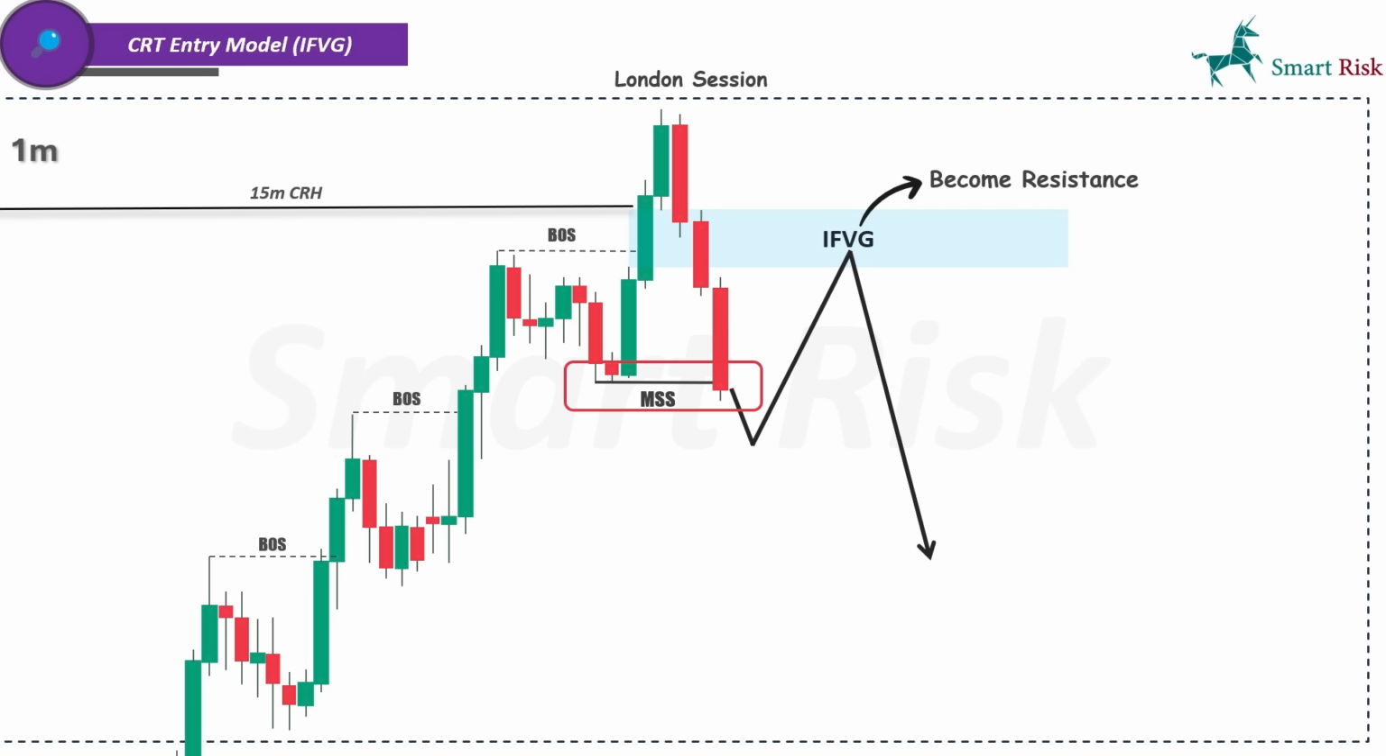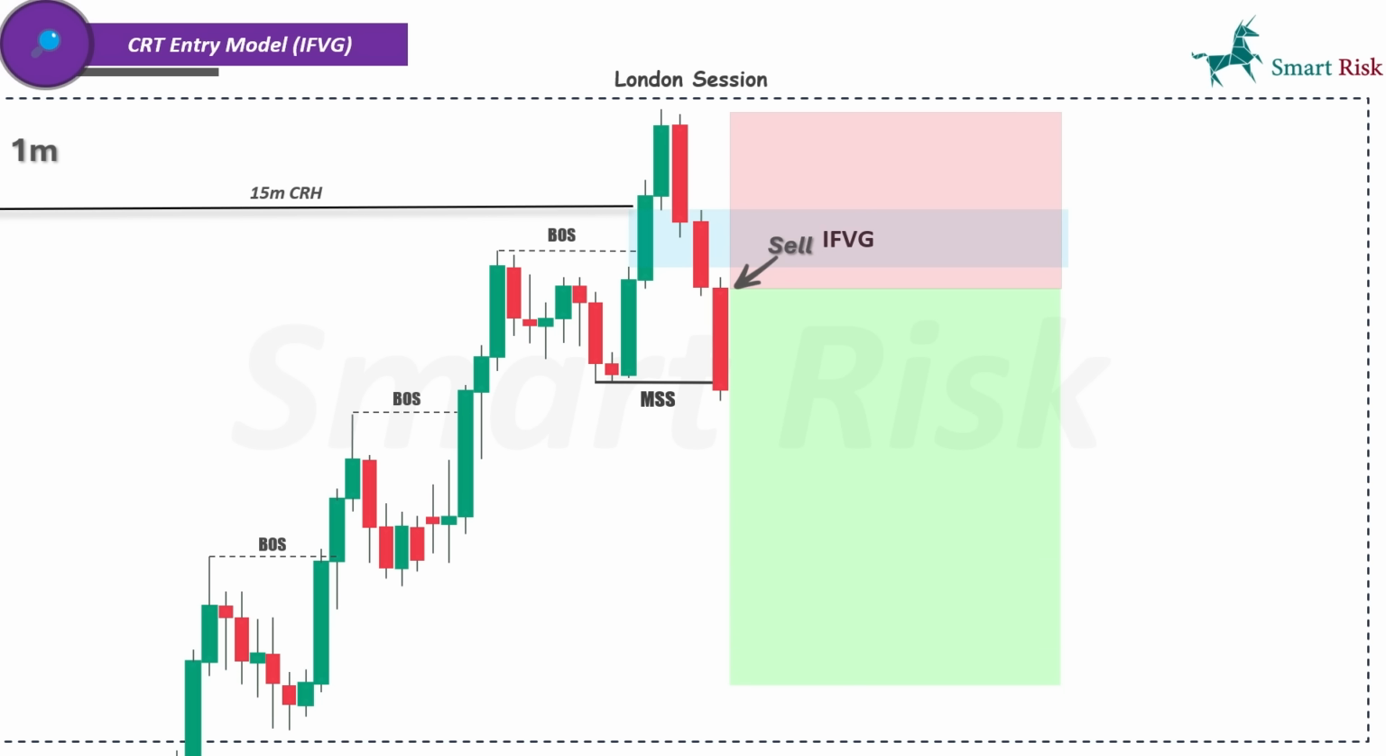Option 1. Enter immediately after the IFVG forms by opening your position at the next candle open, with the stop loss placed above the most recent swing high. Option 2. Place a sell limit order at the lowest point of the newly formed IFVG and wait for the price to retrace into the zone and activate your entry.